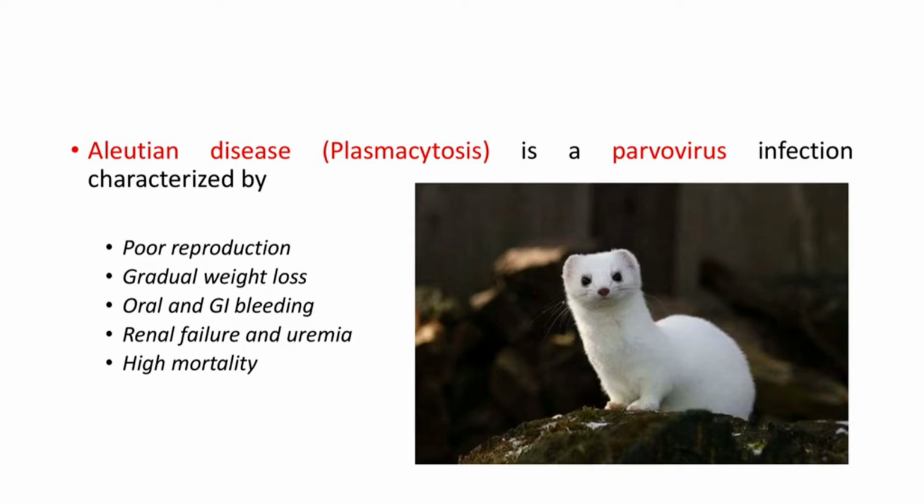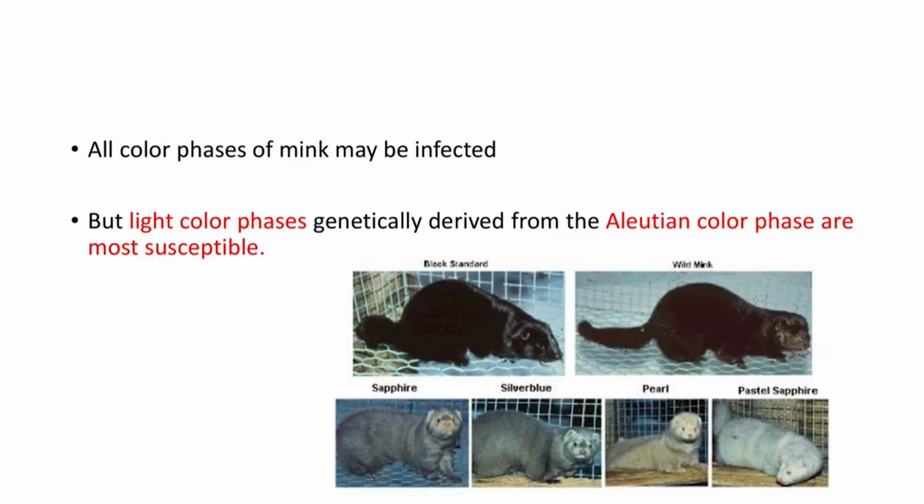Aleutian disease or plasmacytosis is a parvovirus infection. So this is a parvovirus infection characterized by poor reproduction, gradual weight loss, oral and GI bleeding, renal failure and uremia, and high mortality. You can see the picture of a mink here. So this is a disease caused by parvovirus.